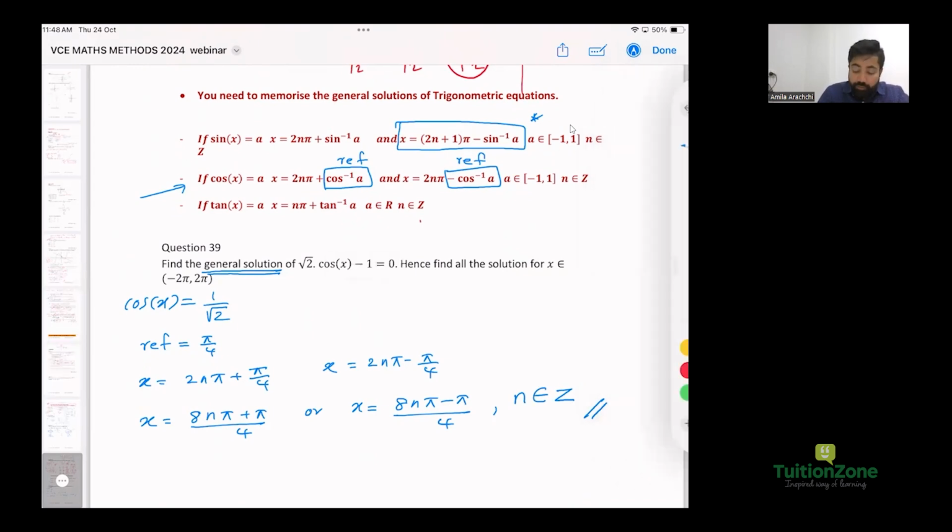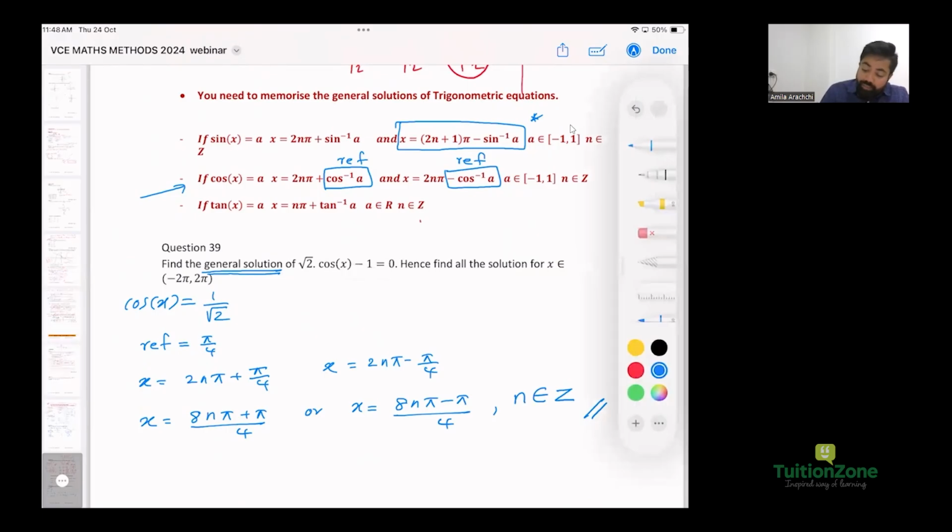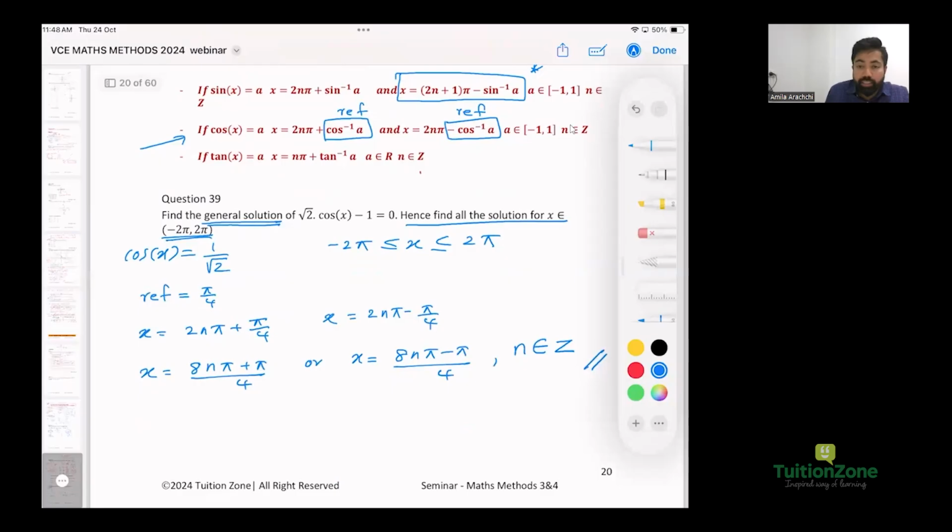Perfect. So that's the first part of the question. Then it says, hence find all the solutions for x within that given domain. Write the domain here, which is negative 2 pi to 2 pi. How do you find the answer? Keep subbing the values. All you have to do is sub n equals, I'll sub the positive values first. N equals 0. What's the first answer? In the first equation, make n equal 0. What's the answer?